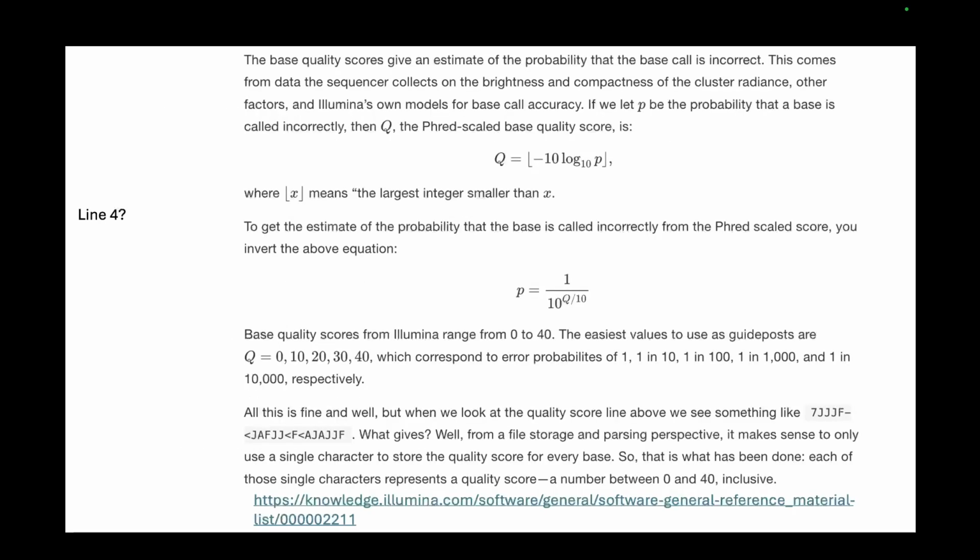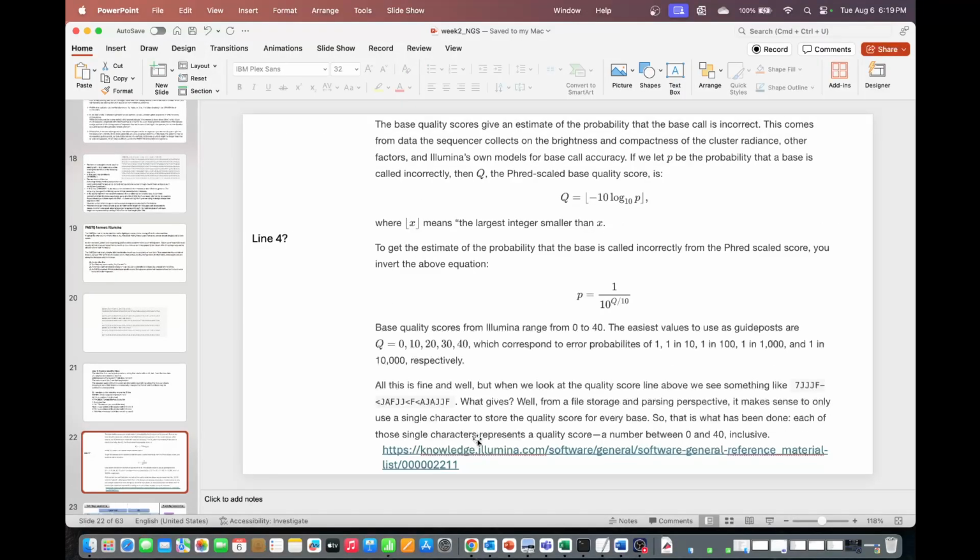Okay, so as I was saying, the fourth line will basically give you the quality score. It'll give you an estimate of the probability that the base call is correct or incorrect. This is given by minus log 10 of p, where p is the probability that the base is incorrectly called, and the Q value is basically called the Phred scale base quality score, as we were discussing.